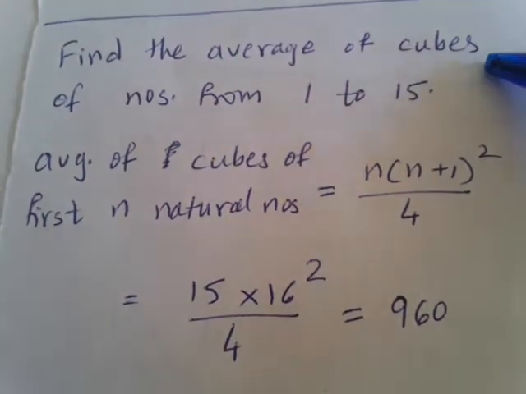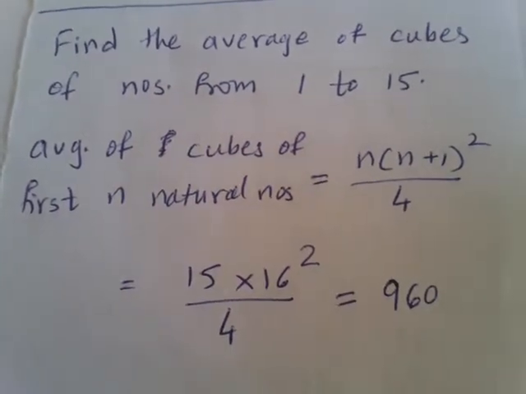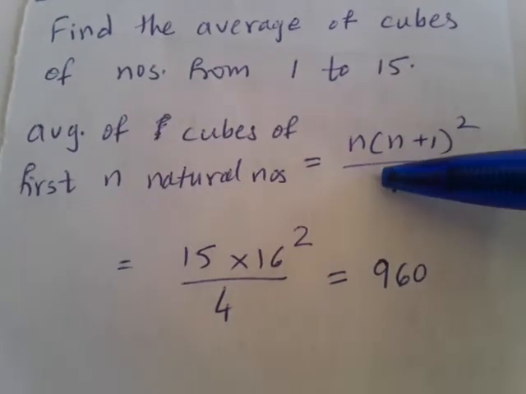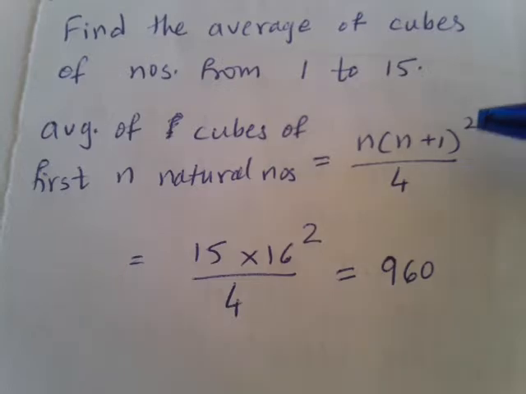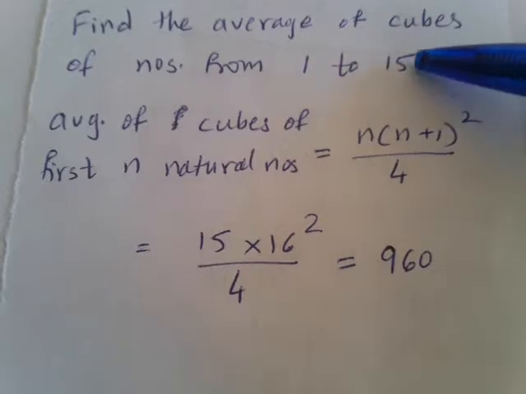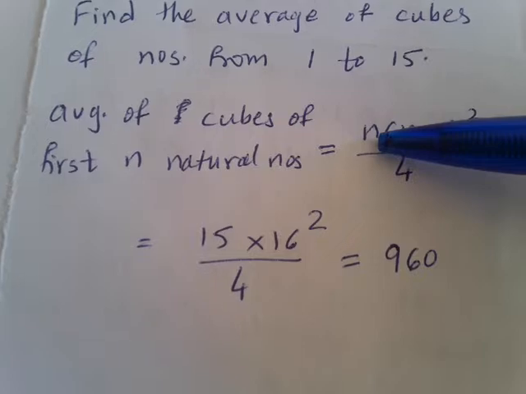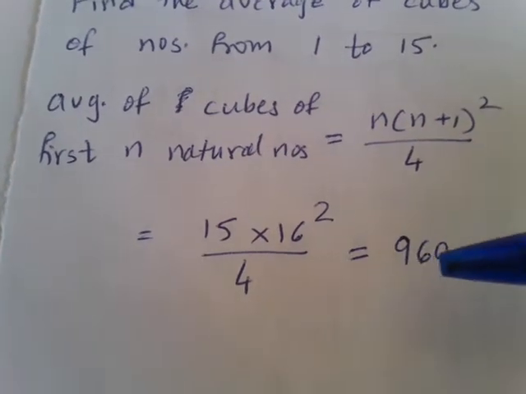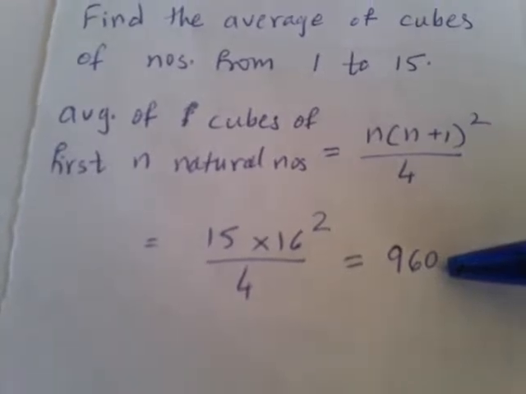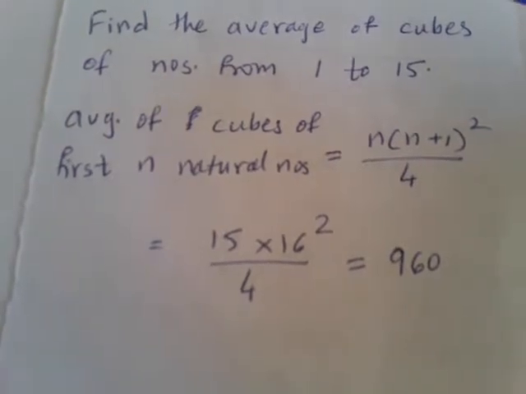Find the average of cubes of numbers from 1 to 15. Here also there is a straight formula. Average of cubes of first n natural numbers is n into n plus 1 bracket square upon 4. So I'll substitute n by 15. In place of n, I'll write 15. So 15 into 16 square upon 4, very easy calculation. You get the answer 960.